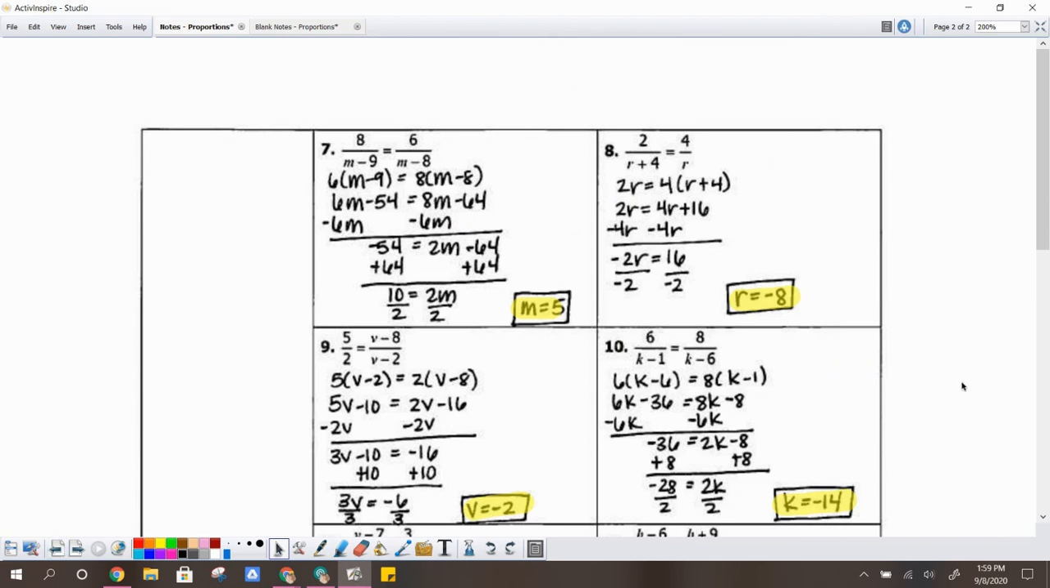Okay, so for 7, 8, 9, and 10, you should have had, for 7, m equals 5, 8, r equals negative 8, 9, v equals negative 2, and 10, k equals negative 14. Pause the video here, compare your work with your answer if you did not get the correct answer, and see where you went wrong. If you have any questions, please make sure you ask them through chat, through meets, whatever you need to do.